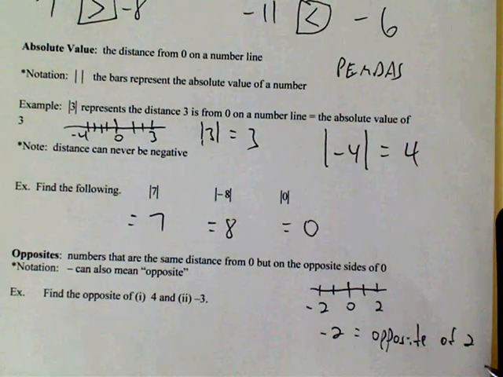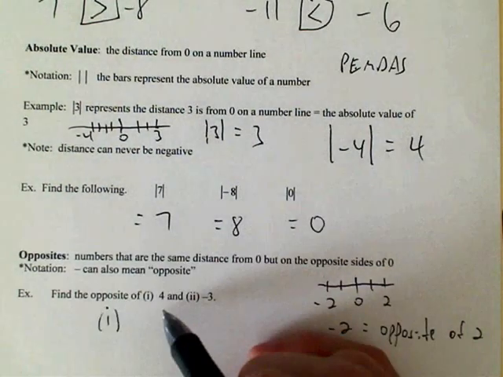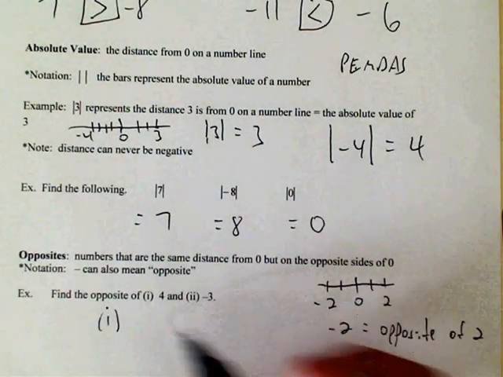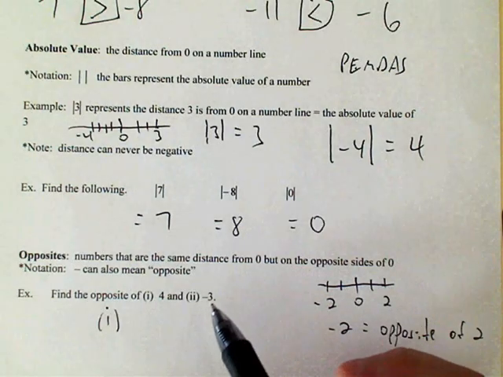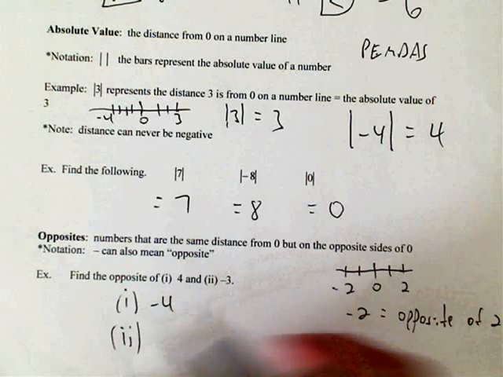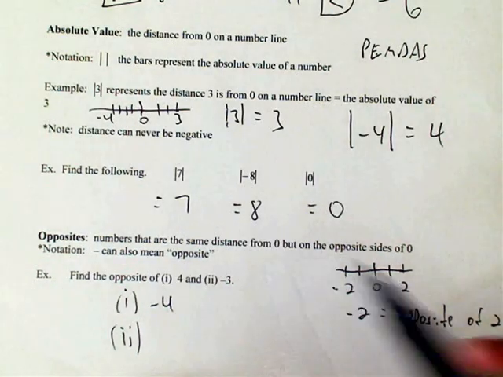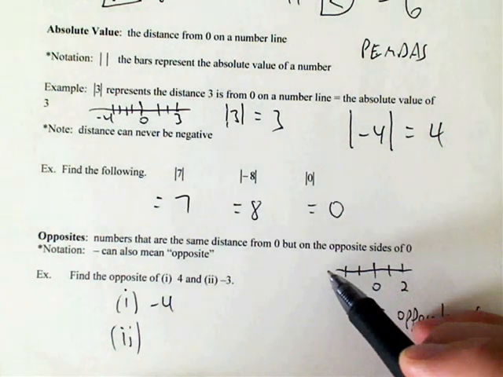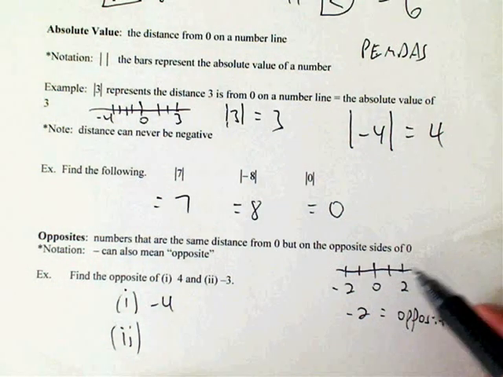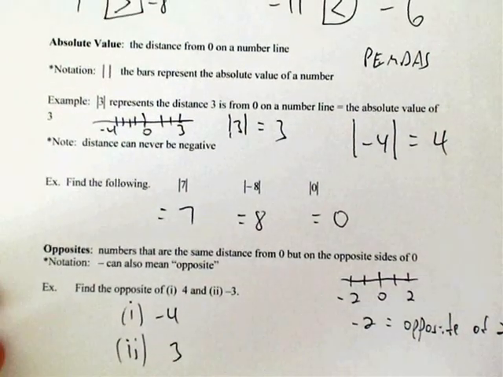So here we go. What's the opposite of 4? Well, what number is 4 units away from 0 but on the other side? A negative 4. What's the opposite of negative 3? Same question, but it's on the other side of 0. So if negative 3 is over here, then the opposite would be over there, which is positive 3. That's all that question is. That's all the word opposite means.